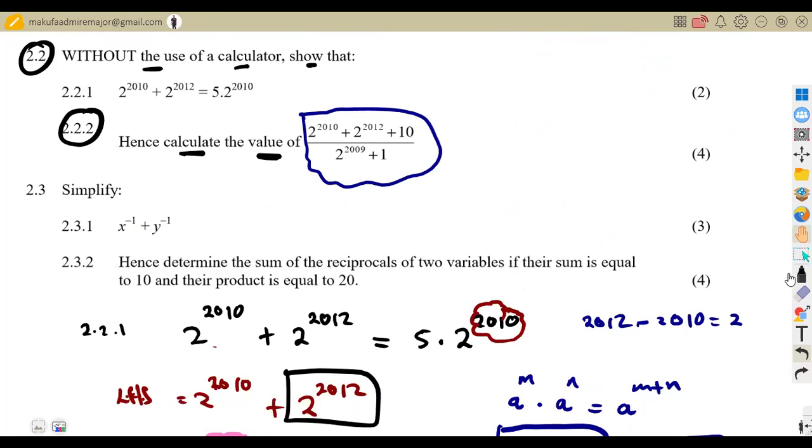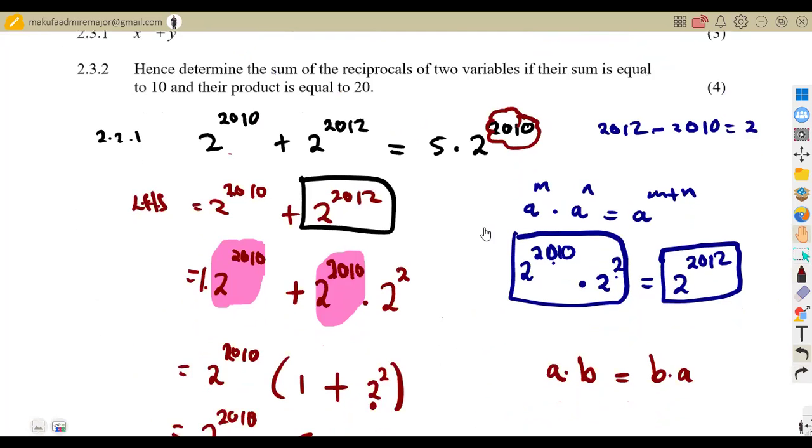So hence it's from what you have just calculated. What have we calculated? We have calculated this part. We have simplified this, 2 to the exponent of 2010 plus 2 to the exponent of 2012. This is what we have simplified, and we said it is equal to this. We proved that.